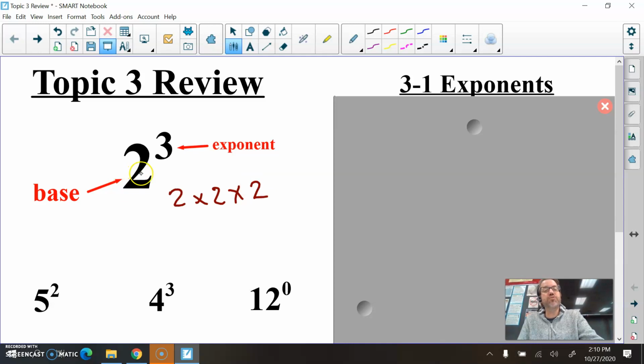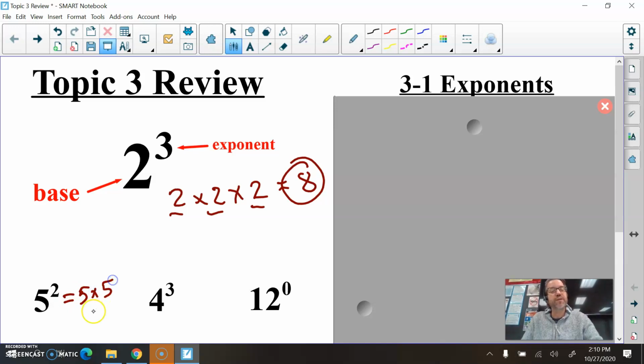It appears 3 times as a factor when we list it out like this as a repeated multiplication problem. And so we have a value of 2 times 2, which is 4, times 2, which is 8. So 2 to the third power equals 8. If I went through a couple more examples, 5 squared, the mistake people make is they think it's 5 times 2, but it really means 5 times 5. So it has a value of 25.